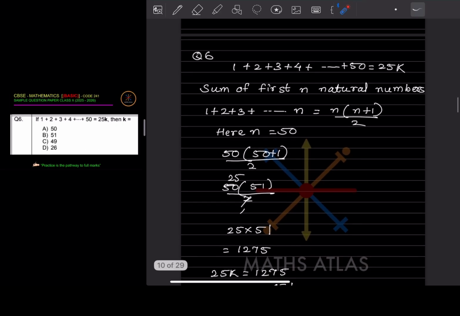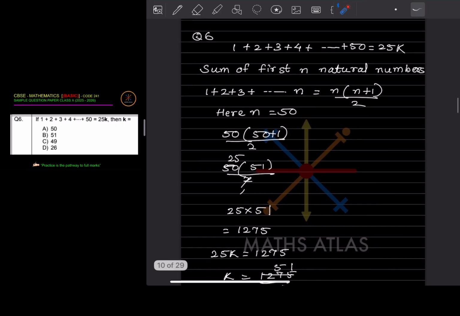So now let us see question number 6. If 1 plus 2 plus 3 plus 4 and so on till the last term is 50 is equal to 25k, then you have to find the value of k. So the same thing, 1 plus 2 plus 3 plus 4 plus dash dash dash plus 50 is 25k. Now we have this formula.